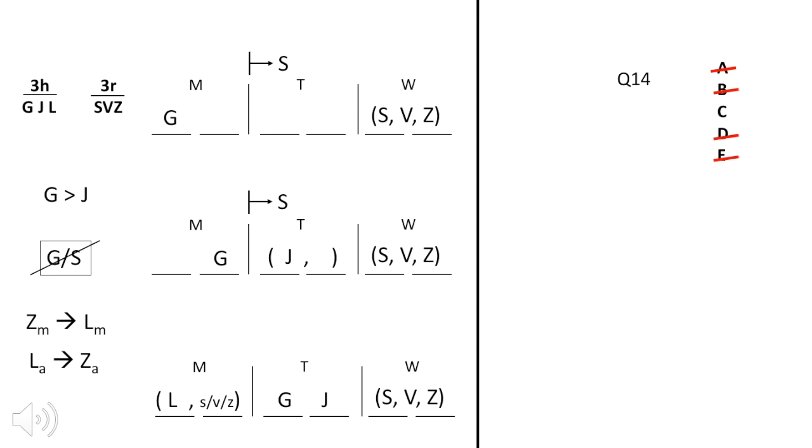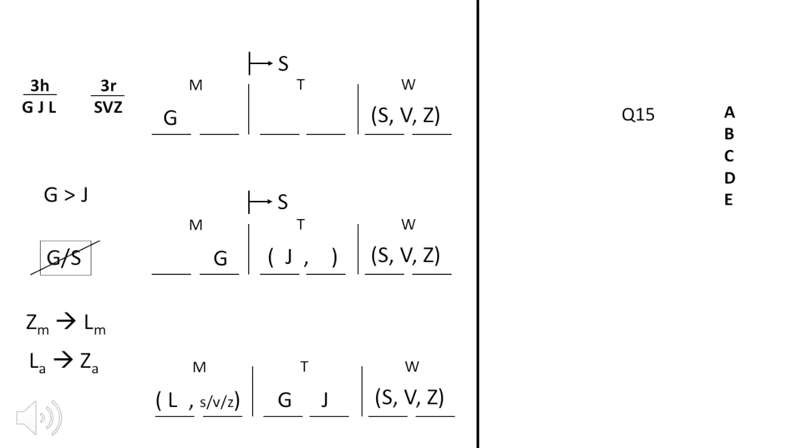This leaves only answer choice C, LJV. We can test this quickly by plugging them into our second diagram. With L in the first space, J in the third space, and V in the fifth space, G must go second, S fourth, and Z sixth. This doesn't violate any rules, so C is the correct answer.